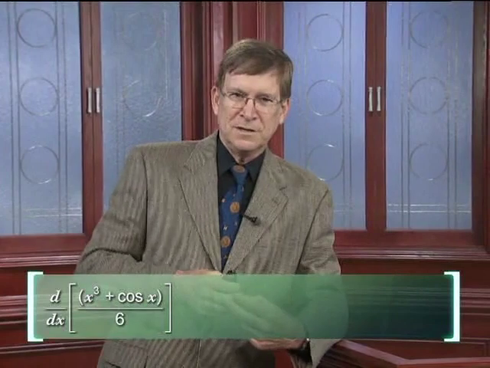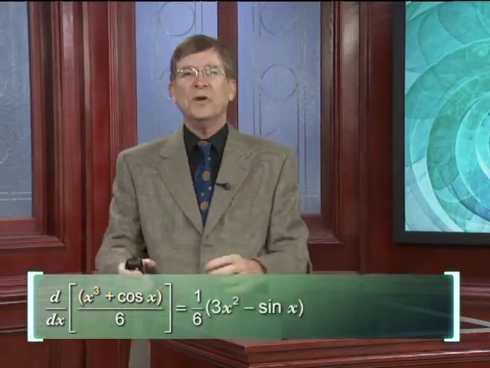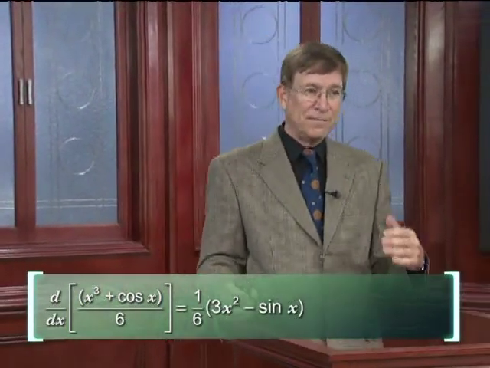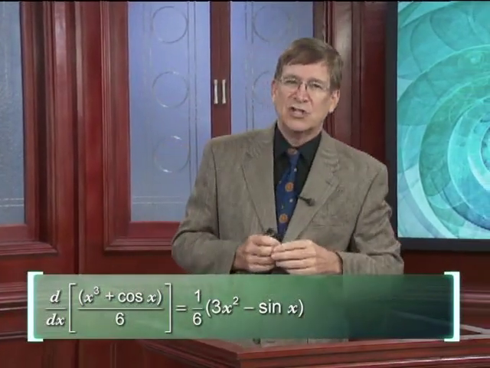Let me show you another example that has a nice little shortcut attached to it. Let's find the derivative of the following quotient, x cubed plus cosine x, all divided by 6. Well, you could use the quotient rule here, couldn't you? It's the quotient of two functions. But that bottom function's a constant. So I could actually use the constant multiple rule and move the 6 out to become the fraction 1/6, and then just take the derivative of the numerator, which is, of course, 3x squared minus sine x. So the final answer is 1/6 times the quantity 3x squared minus sine x.